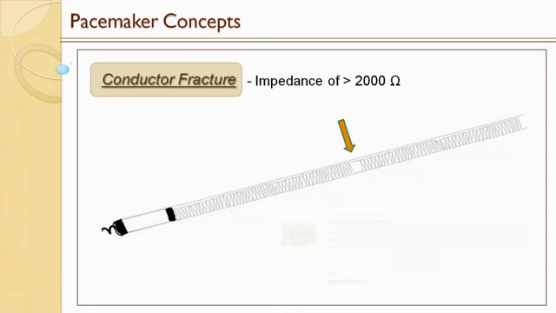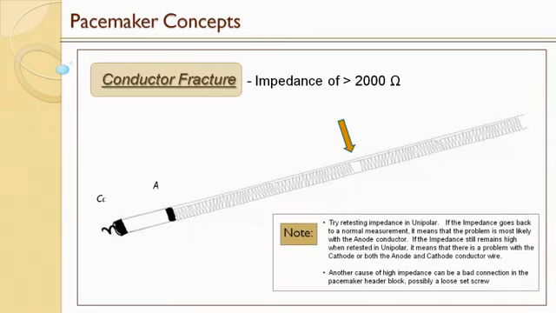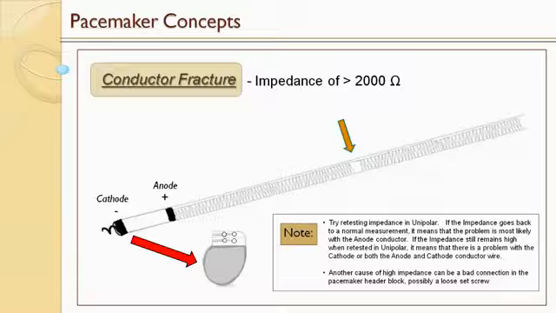If you ever get an impedance of greater than 2000, try retesting the impedance in unipolar. If the impedance goes back to a normal measurement, it means that the problem is most likely with the anode conductor. When we pace in unipolar, we take the anode ring out of the equation. The pacemaker becomes the anode, and we pace from the cathode, the tip, to the pacemaker can. If the impedance measurement goes back to normal, it means that the problem is most likely only with the anode conductor. So to be on the safe side, the patient should get a new lead. If one conductor has failed, the other one's probably not far behind.